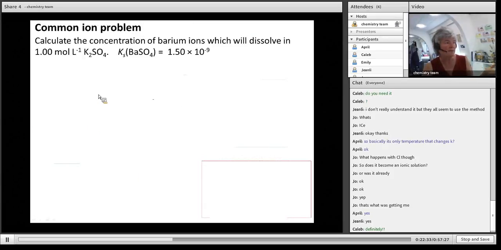So here's an example. Calculate the concentration of barium ions which will dissolve in a potassium sulfate solution. Now, if you know the solubility rules, you should immediately go, barium and sulfate is insoluble, so my substance is going to be barium sulfate. If you don't know the solubility rules, look at the Ks and what it's relating to. It's barium sulfate, so you know that you're dealing with the sulfate and the barium, and not the potassium.